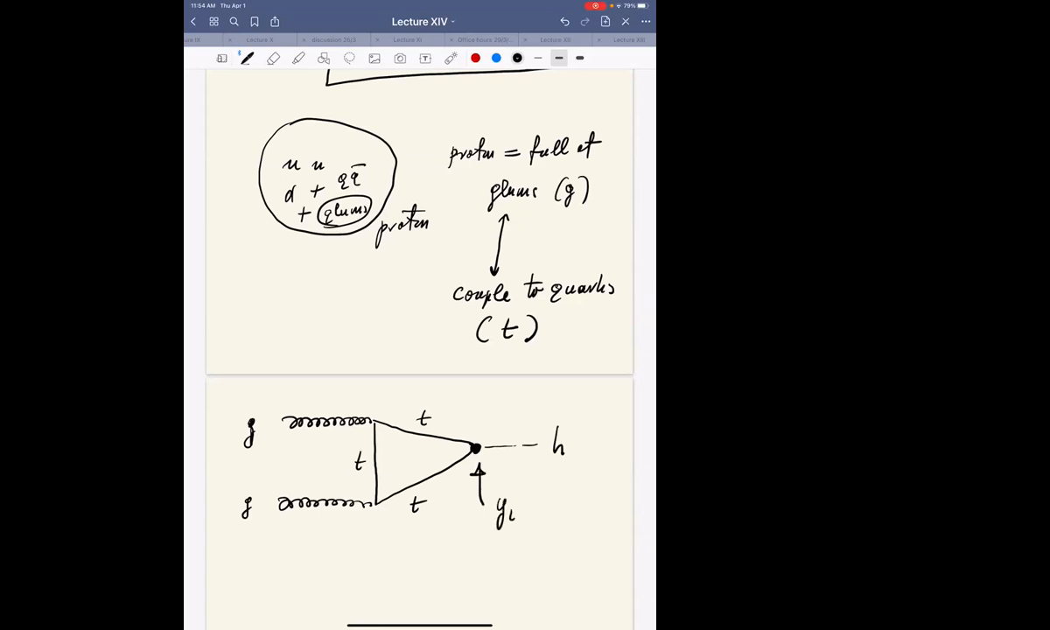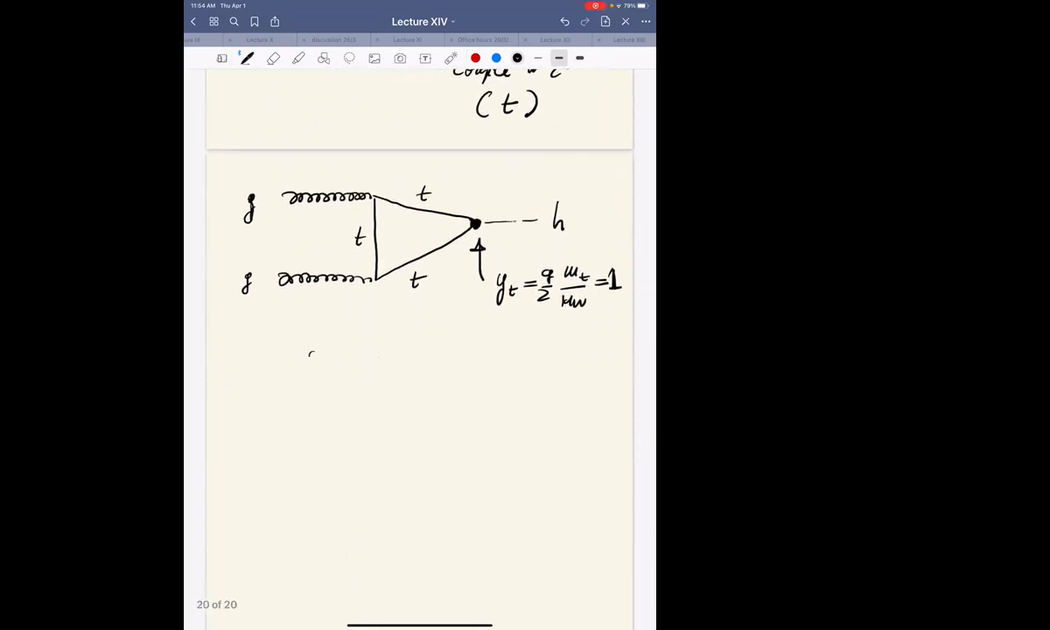Why? Because the Yukawa coupling of the top is g over 2 times M top over M W. And this number is not small. This is 1. It's actually really close to 1. M top is heavier than M W, g is smaller than 1, roughly 1. g is very close to 1. This is called gluon fusion.